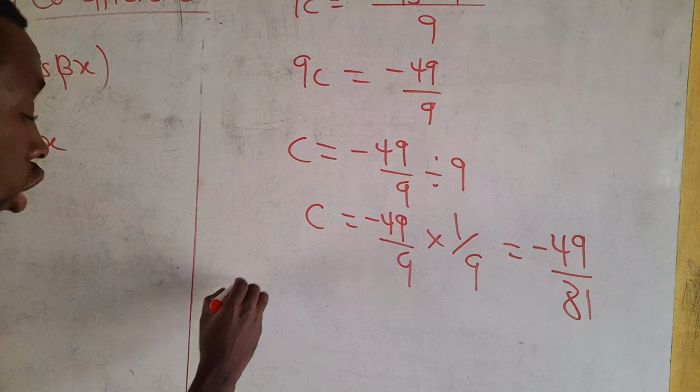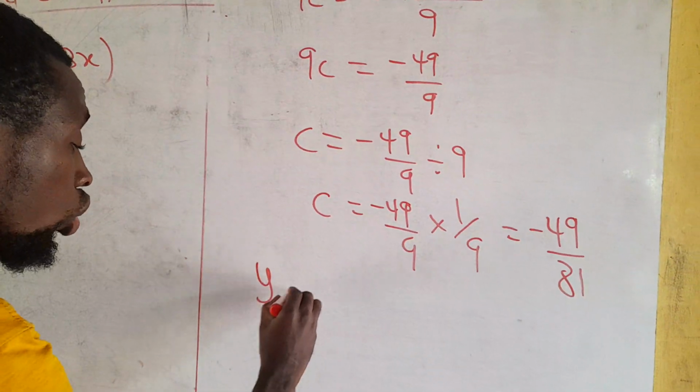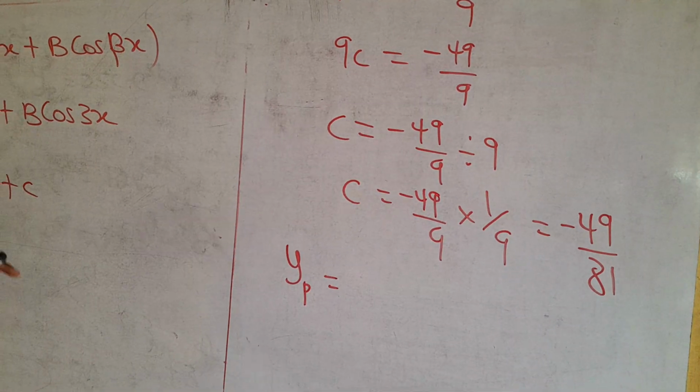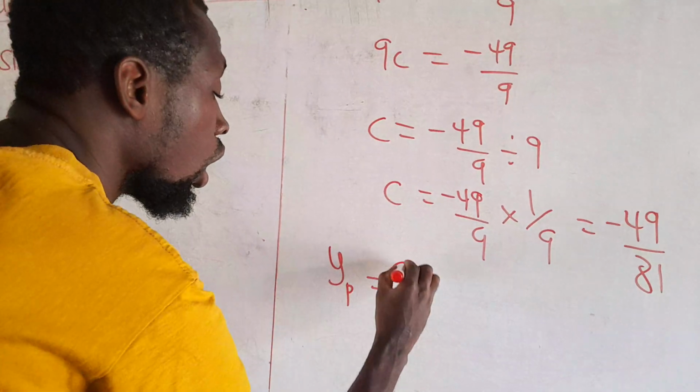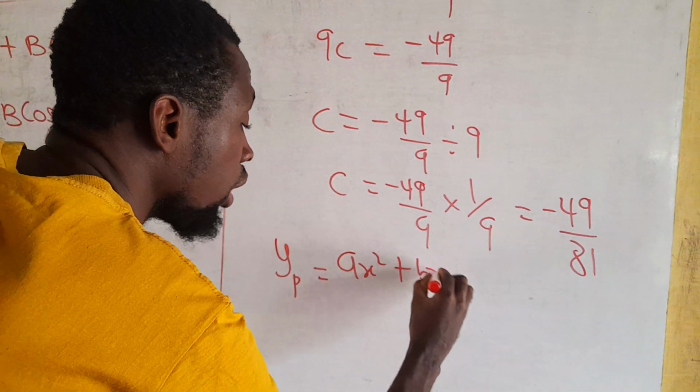Then we can say that the solution to the non-homogeneous side is equal to, remember we said it should be ax² + bx + c.